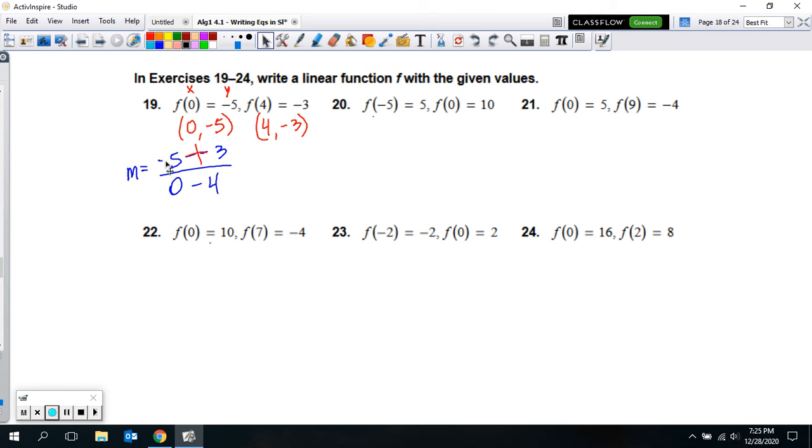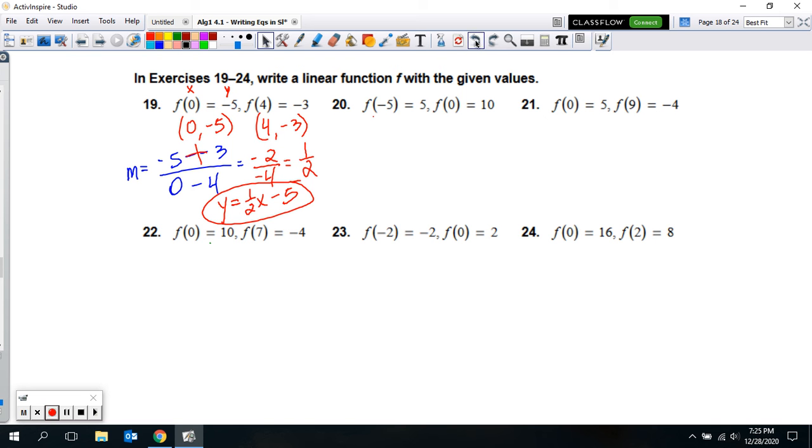And then this is going to end up being taking 3 away from -5. That's -2 over -4. Negative over negative is positive, and that's going to simplify to 1/2. So 1/2 there, and then we have again 0, -5 right here. This -5 is our y-intercept, and so your answer there is just y is equal to 1/2 x minus 5.